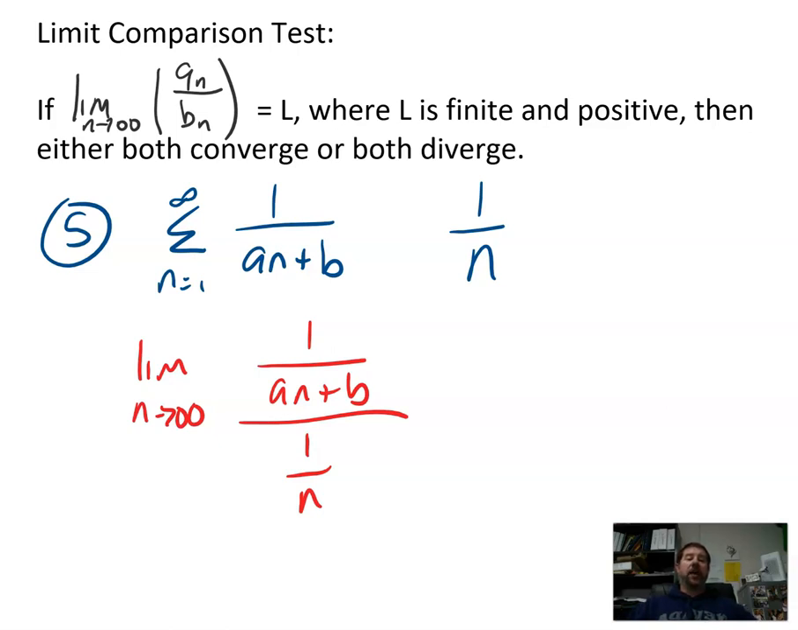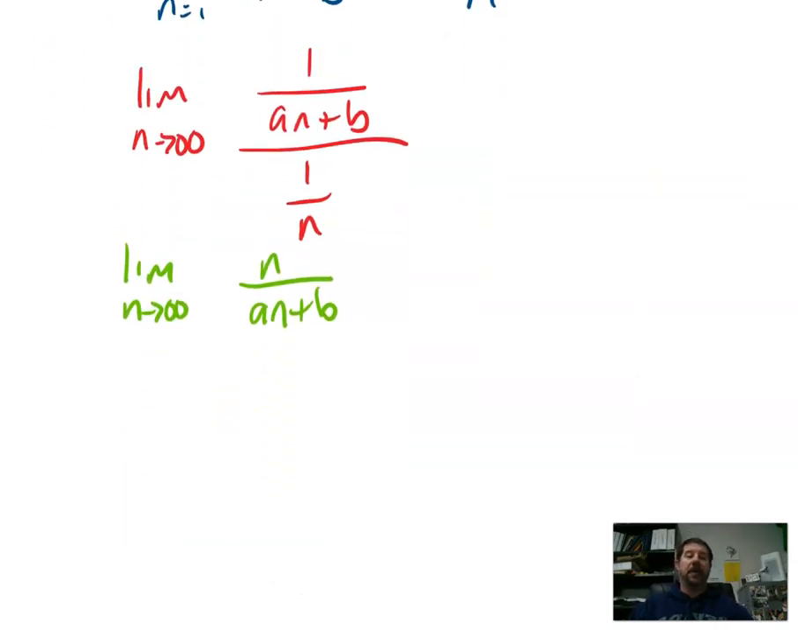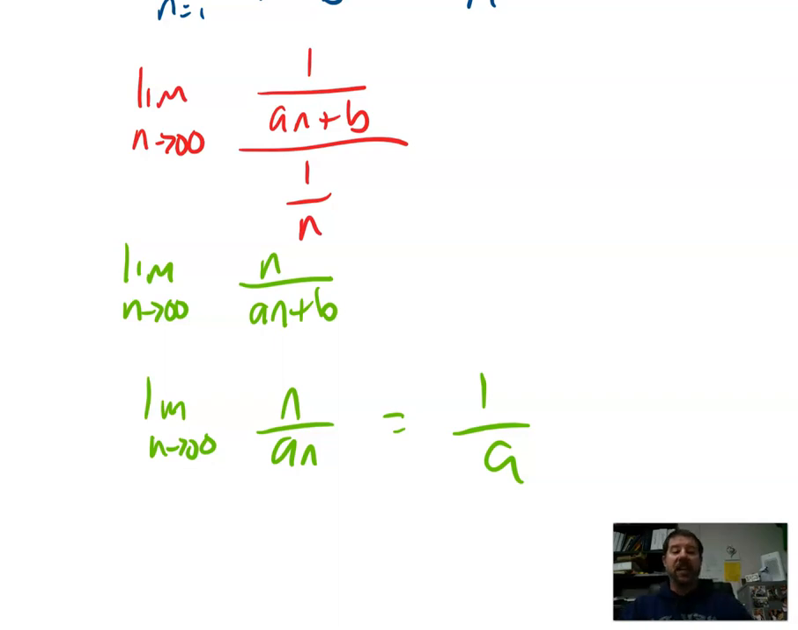So now I'm just going to evaluate this limit. If I simplify that complex fraction, and skip, flip, and multiply, I get the limit as n goes to infinity of n over an plus b. And now because we're going to infinity, I could ignore the plus b part, and this just becomes the limit as n goes to infinity of n over an, which would simplify to 1 over a. And because this goes to a positive finite number, I know that these are going to do the same thing. So because 1 over n diverges, this other series also diverges.